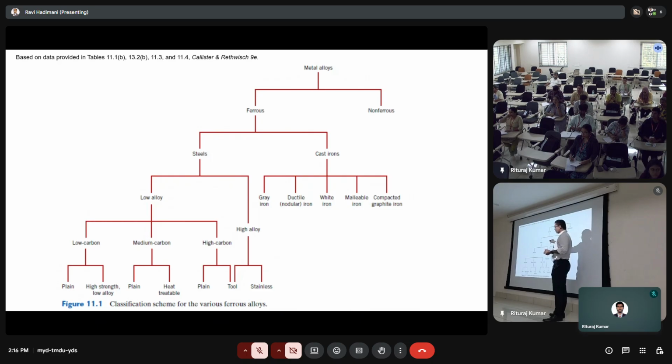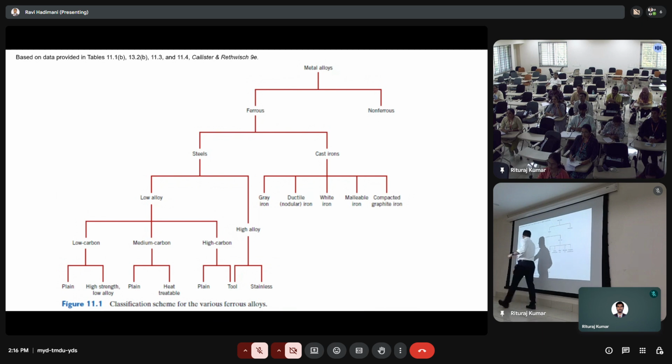And in ferrous, you have steels and cast iron. Cast iron has 4% or more carbon content. Steels have less than 2% of carbon content. And within steel, you have low carbon steel, which is below 0.5%, and medium carbon and high carbon. High carbon is above 1%. And again, in low carbon, you can have plain or you can have high strength low carbon steel alloy. Same here. So you see that, right?